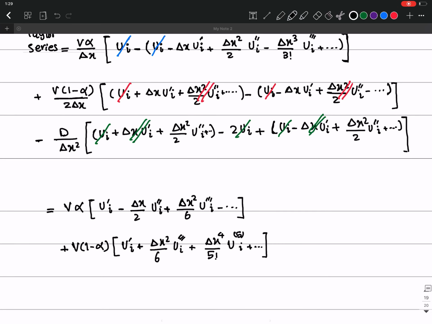Okay. And then the third one, I'm going to have d multiplied by, so the first one is u double prime I, if you just add them together. And then the next one is going to be delta x squared over 12. If you calculate that, it's going to be u 4 I and then other terms. Okay.